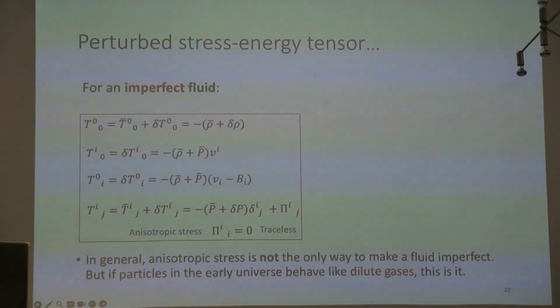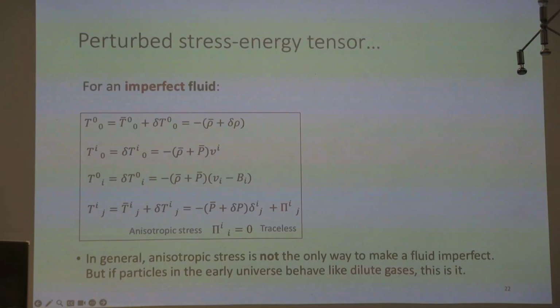Okay? Now, this is not the only way to make a fluid imperfect in general. But for the more or less standard lambda CDM kind of universe, this is the only imperfect addition that we need to add to the stress energy tensor. Okay, because in lambda CDM we don't essentially have anything strange. We only have particles moving inside, and we can describe the particles with a dilute gas approximation. And once we're in that limit, then the only kind of imperfection you can get in a fluid is in the form of an anisotropic stress. Okay, so that suffices for our description.